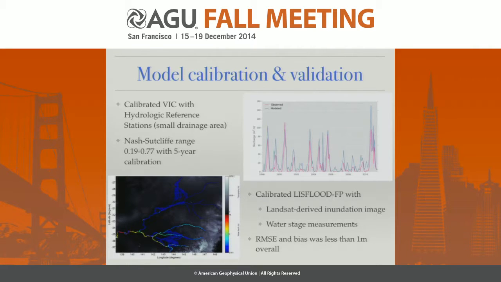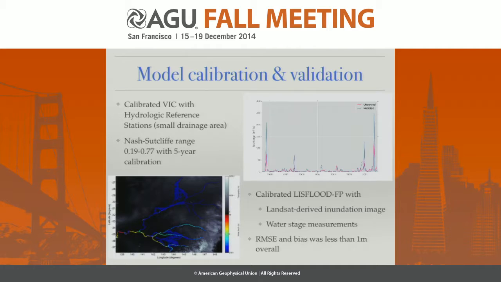A little bit about the calibration of both hydrology and the hydrodynamic model. We calibrated VIC with a set of stations that are called hydrologic reference stations, so they try to minimize any regulation effects. The problem is that they have a small drainage area.